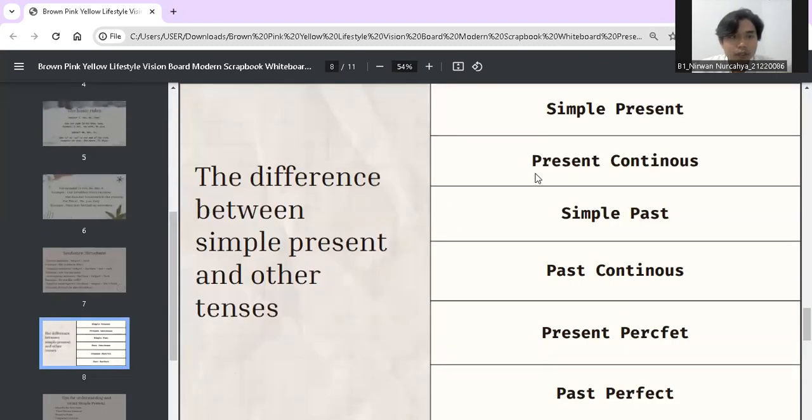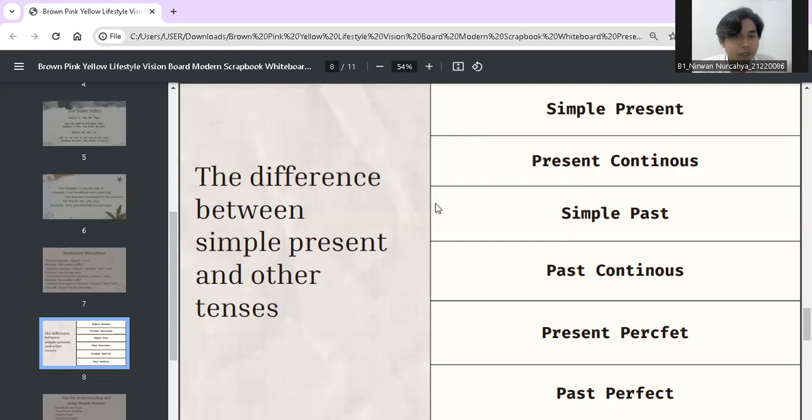And this is the difference between the simple present and other tenses. The difference between the simple present and other tenses in English lies mainly in the way they describe time and events. Here are the main differences: simple present, present continuous, simple past, past continuous, present perfect, and past perfect. The simple present is used to express habits, common facts, or events that happen regularly. For example, she eats breakfast every morning.